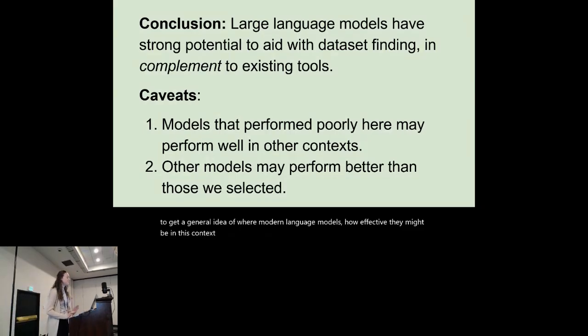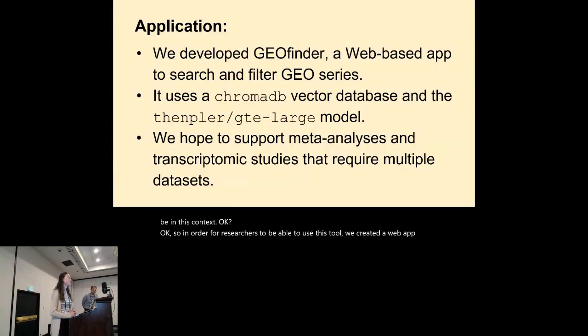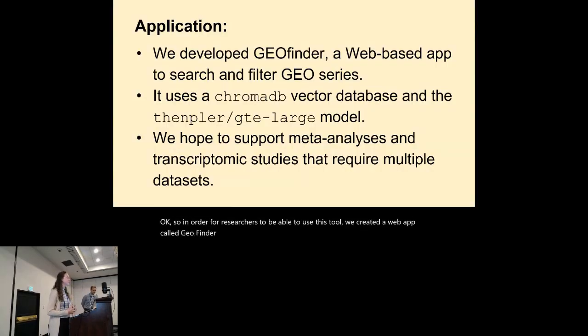Okay, so in order for researchers to be able to use this tool, we created a web app called GeoFinder, which can search and filter GEO series using the language model. It uses a ChromaDB vector database and the GTE large language model, which was the best out of the 30 that we tested. And we're hopeful that this can be a tool for researchers as they perform transcriptomic studies that rely on multiple data sets to be able to find relevant data more quickly and efficiently.